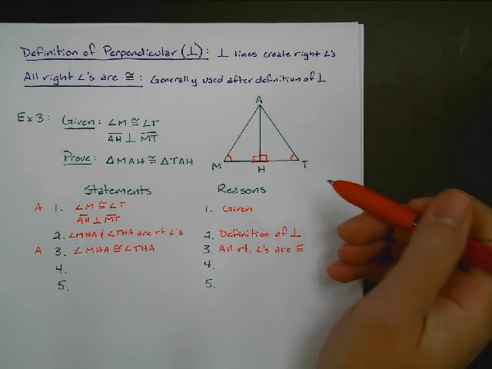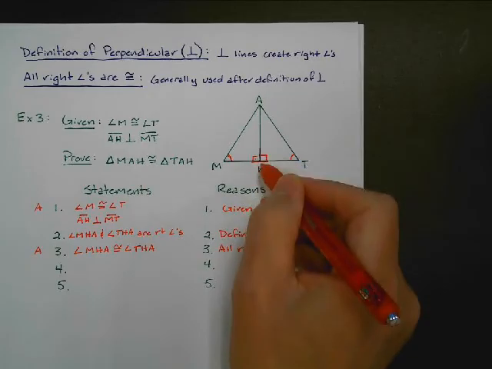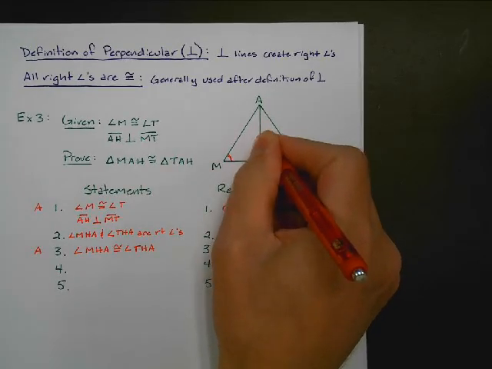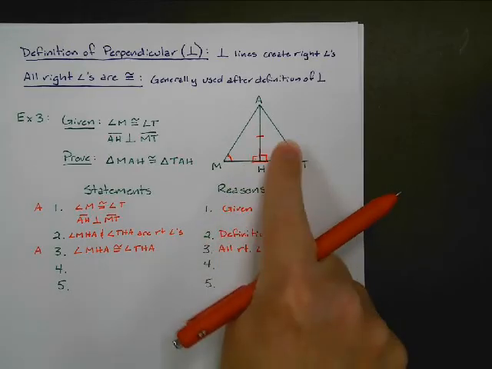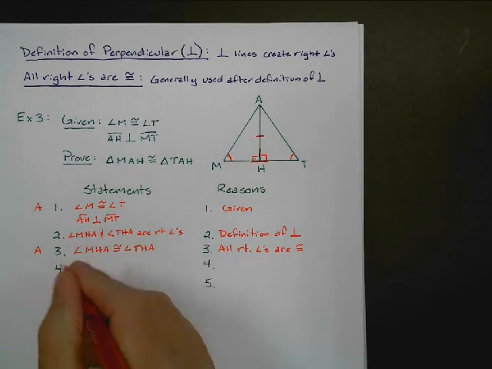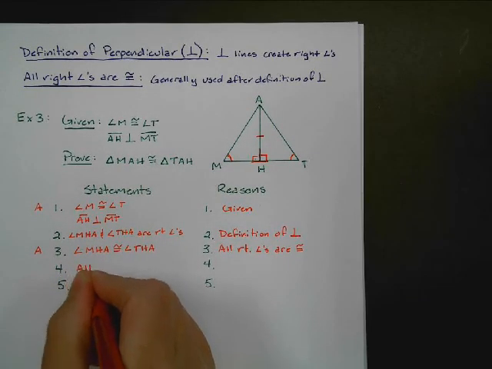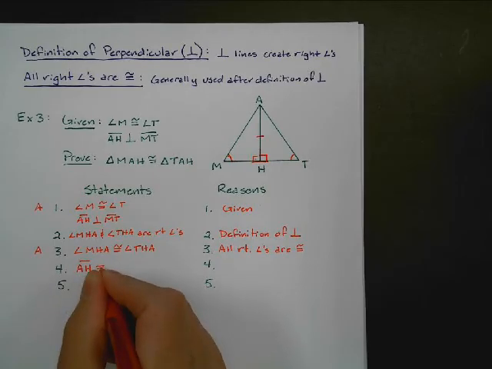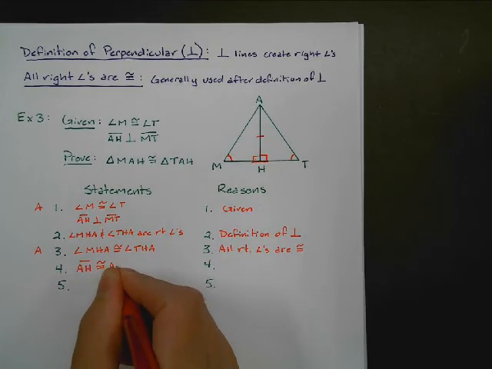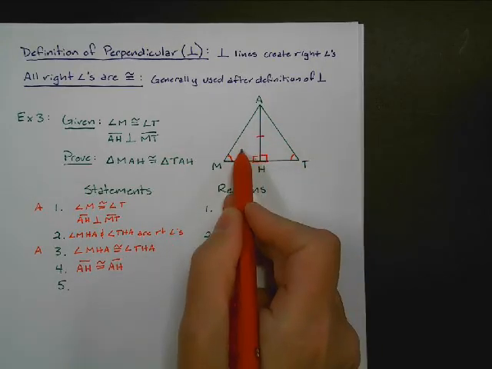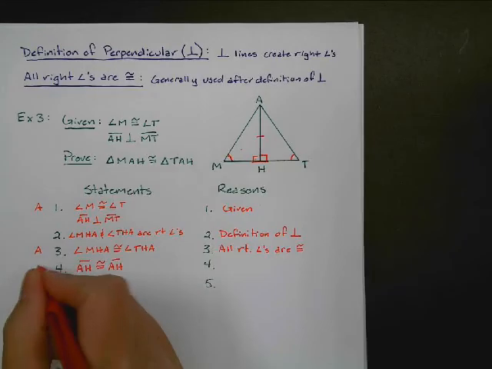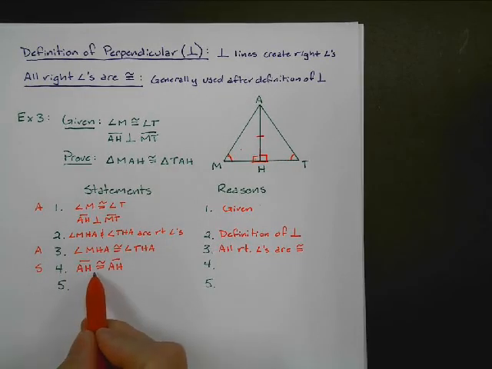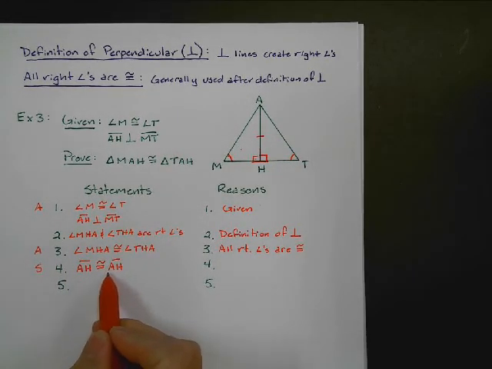But remember to look for shared sides. See this side right here? This side is shared by both of them. So on this triangle, it has AH. And on this triangle, it has AH. So now I can say that AH is congruent to itself, AH. So AH on this triangle is the same thing as AH on the other triangle. So that's a side. Now the reason is, well, it's obvious, it has to be congruent to itself, right?